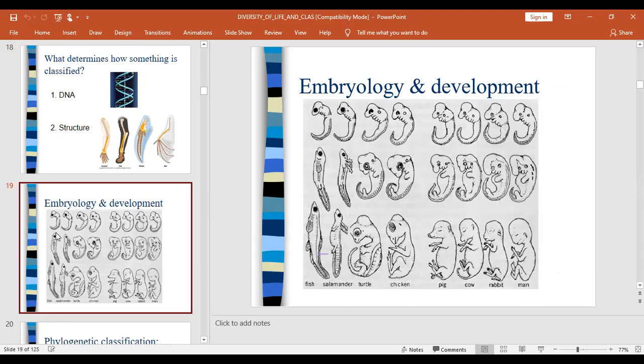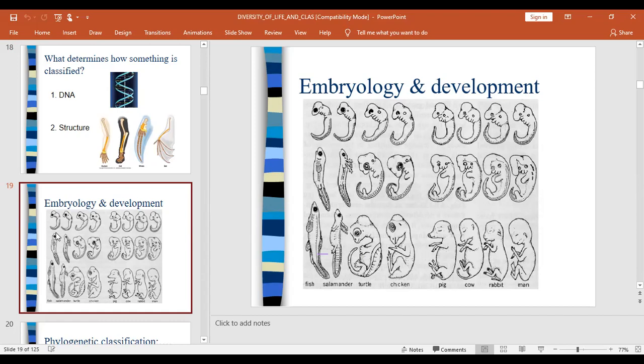Have you seen the fish? Can you compare fish and man at the earliest stage of development? That is about 1 week. Do you see any difference in the first line for all organisms? No. Now you go to the second stage, which is the first trimester.